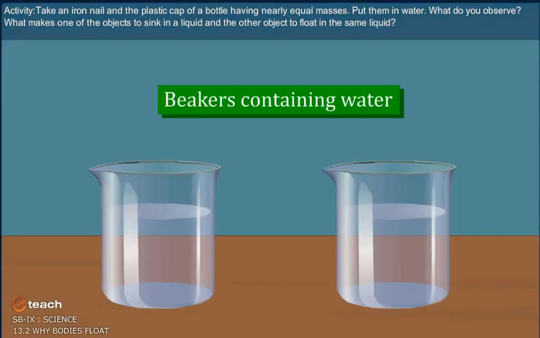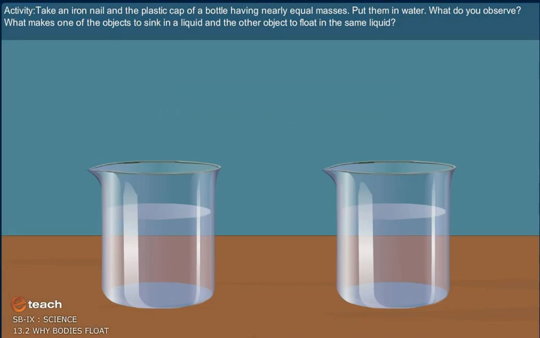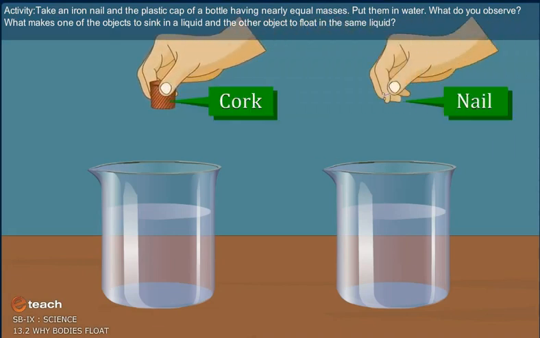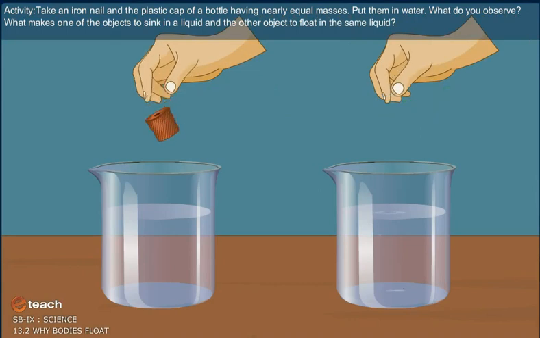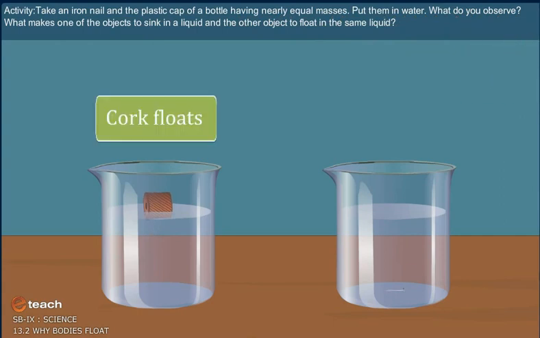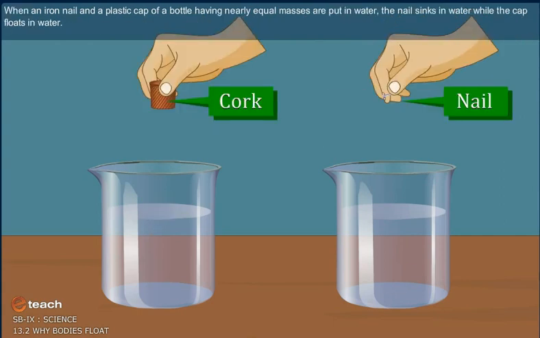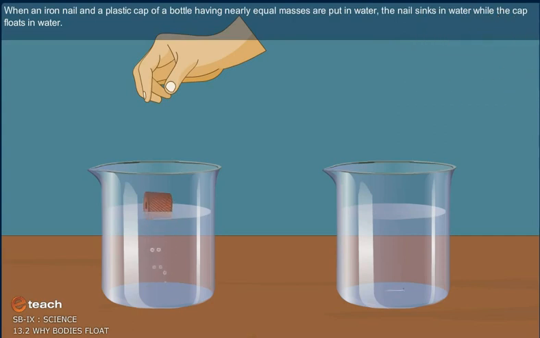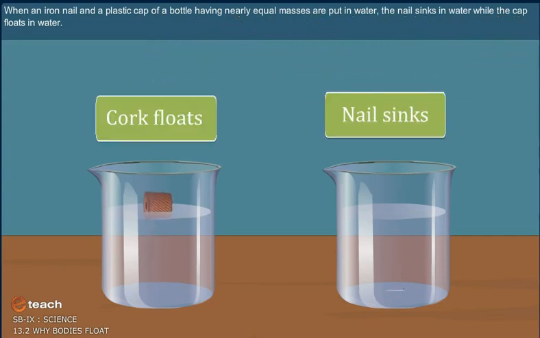Activity. Take an iron nail and a plastic cap of a bottle having nearly equal masses. Put them in water. What do you observe? What makes one of the objects sink in a liquid and the other object float in the same liquid? When an iron nail and a plastic cap of a bottle having nearly equal masses are put in water, the nail sinks in the water while the cap floats in water.